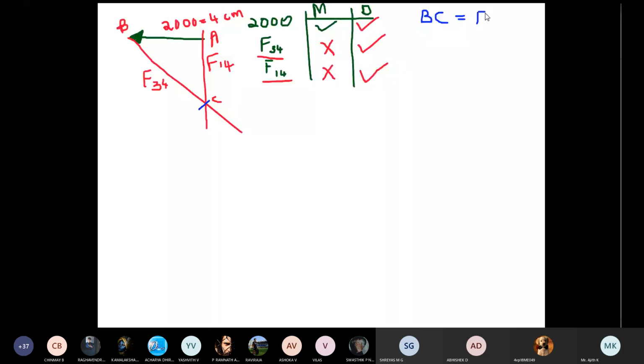So BC multiplied by the scale factor will give you F34, and AC multiplied by the scale factor represents F14. Now I got what is F34, also F14. So its work is complete. This is for link number 4. Then we'll move to the next link, link number 3.